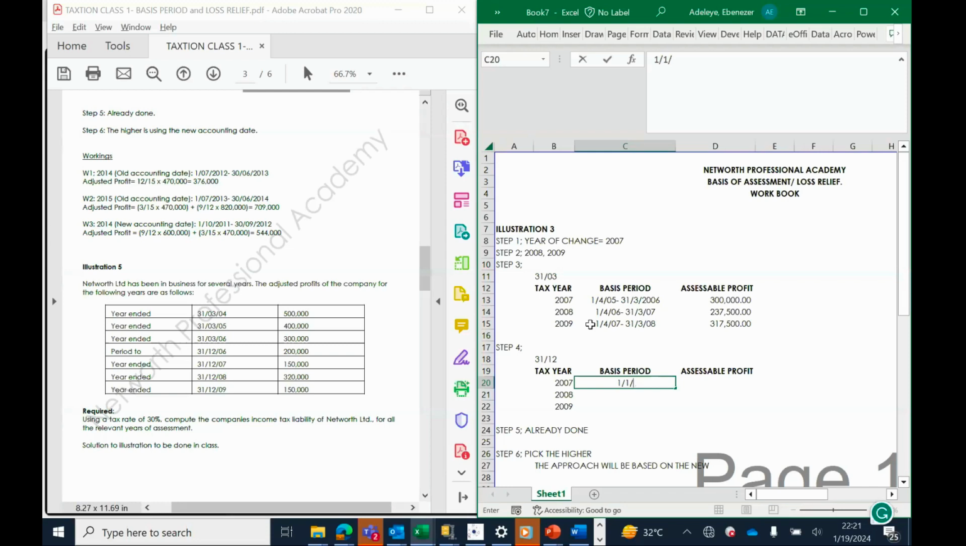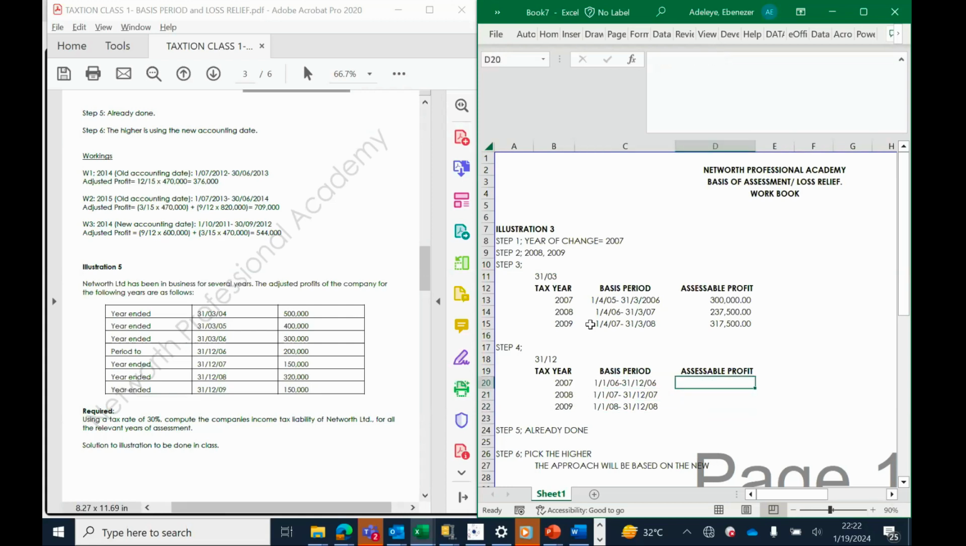January when? 2006, yes. To 31/12/2006. This one will be 4th of January 2007 to 31/12/07. This one will be 1108 to 31/12. Is it correct, please? Yes, sir.